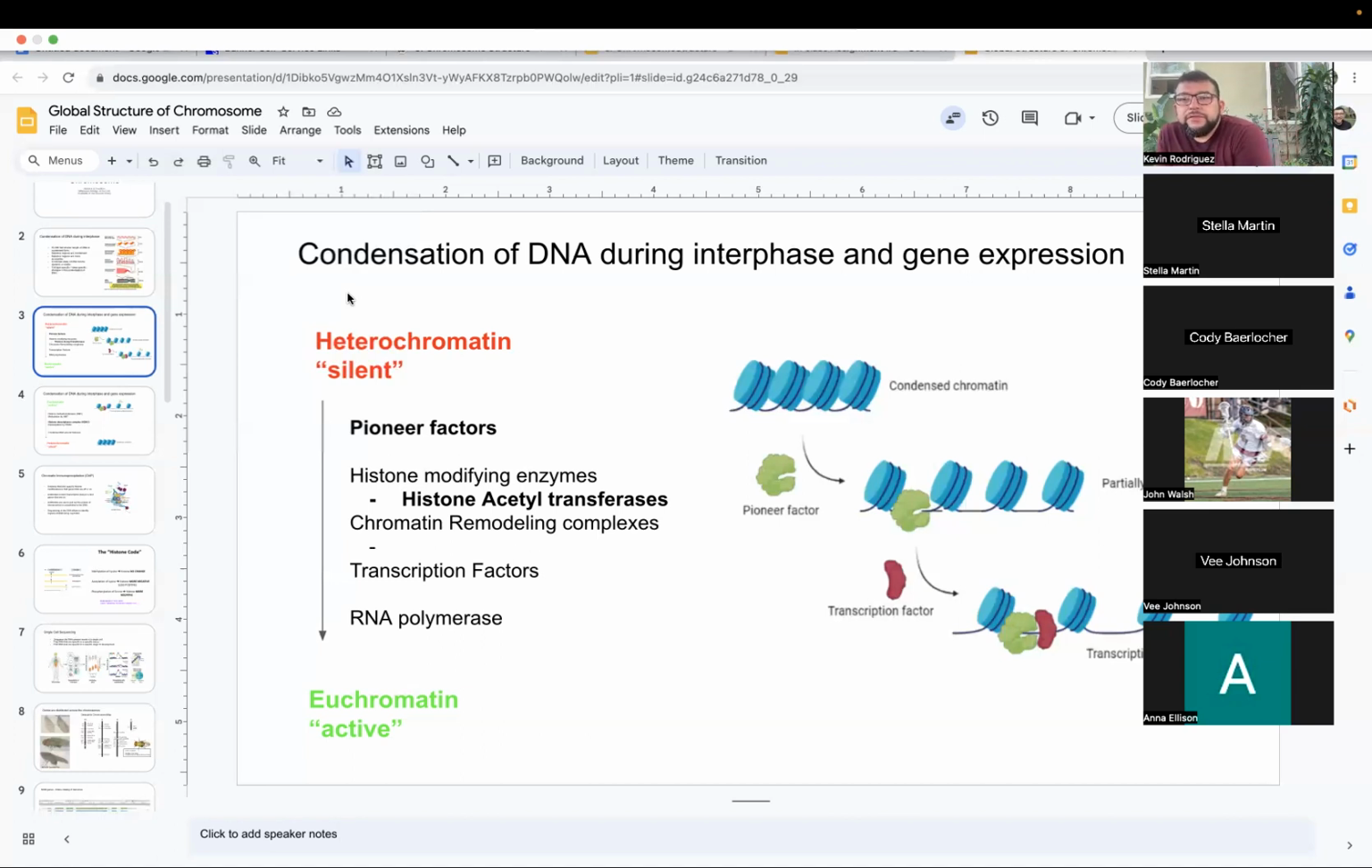Once you pop out of cell division, it's time to ask, hey, what genes are we going to turn on? And that's where you bring in the pioneering factor, which is going to show up. The only one you need to know is the histone acetyltransferase. That transferase is going to come in, and we're going to acetylate the histones. By doing so, you're going to release the DNA. Now that the DNA is more open, your transcription factors can bind to the promoter sequences. This brings in the basal transcription machinery, like your polymerase.